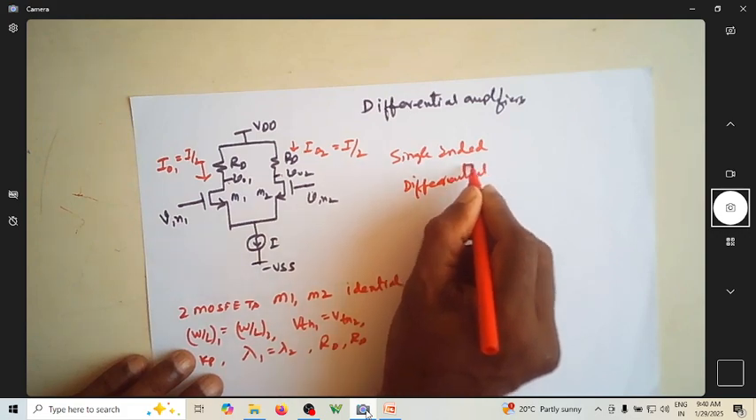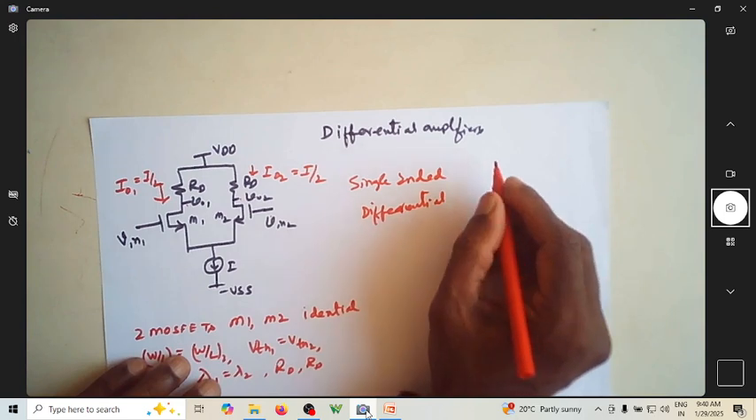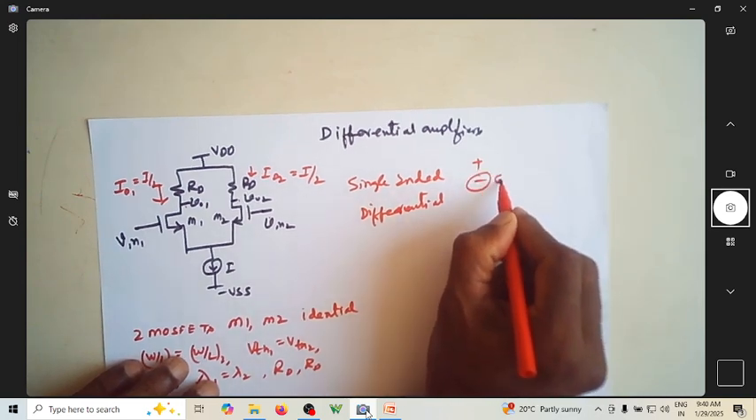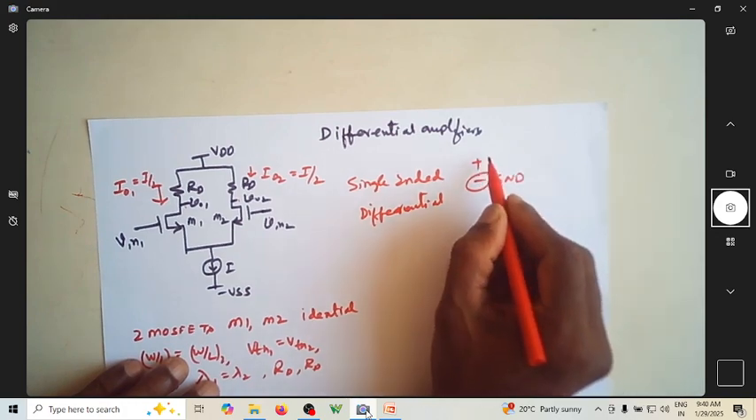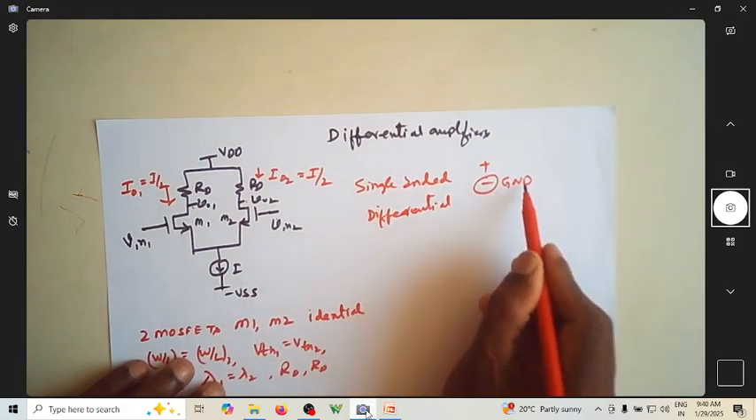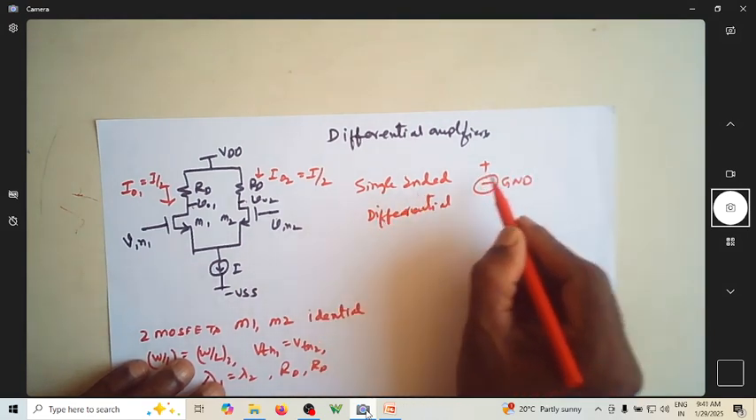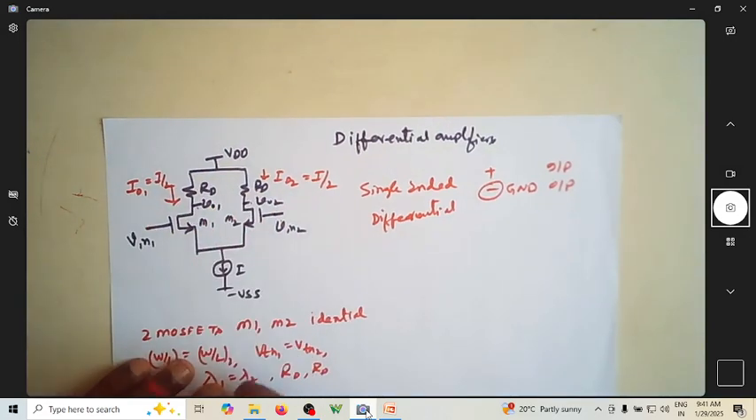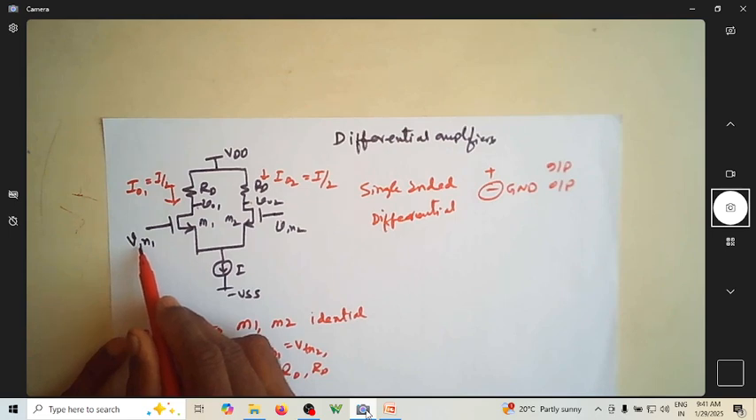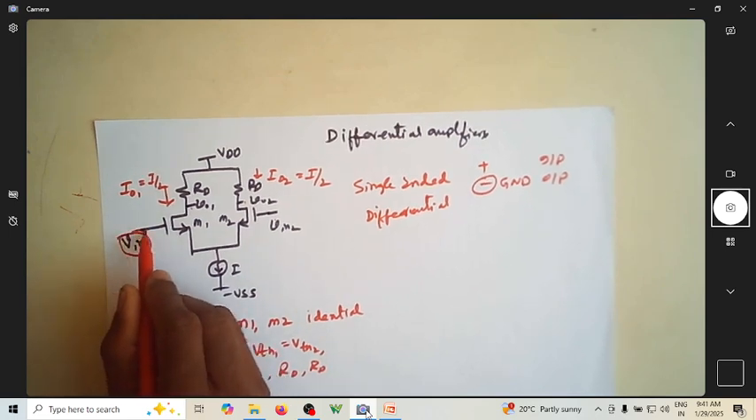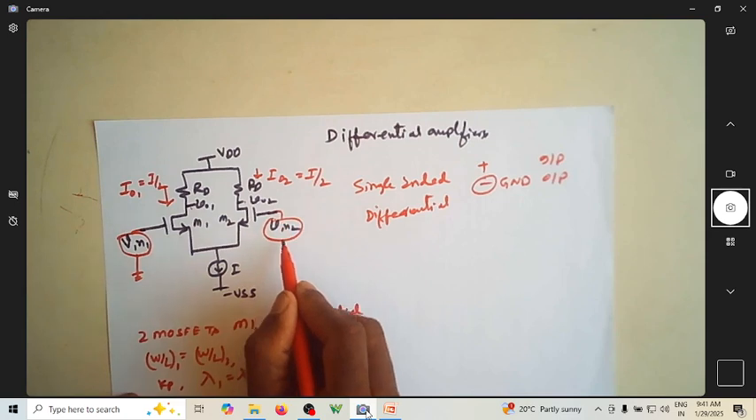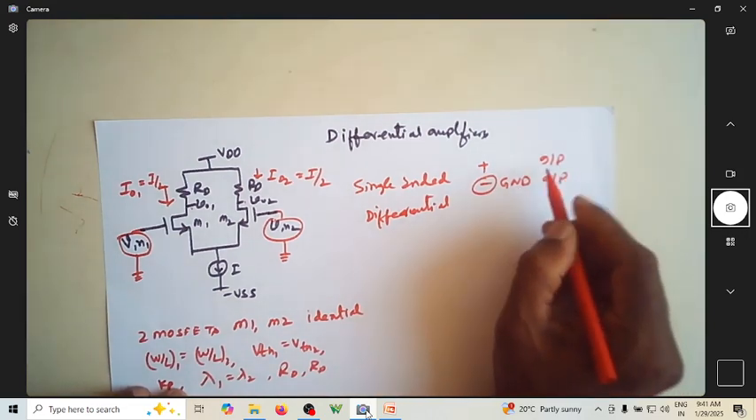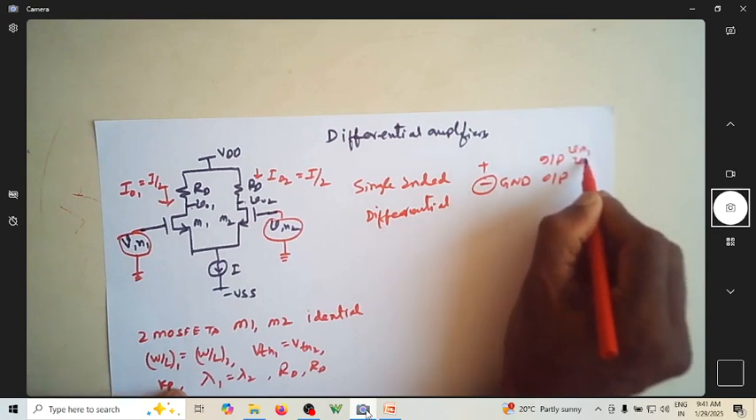differential. When I say single-ended, for any voltage to be applied or measured, you need to have the plus terminal and the negative terminal. Suppose the negative terminal is ground by default and the positive terminal is the point which you are considering. If the negative terminal is ground, then I'll call it a single-ended input or output. In this particular case, V in 1 is a single-ended input because this input voltage is V in 1 with respect to ground. V in 2 is also a single-ended input with respect to ground.